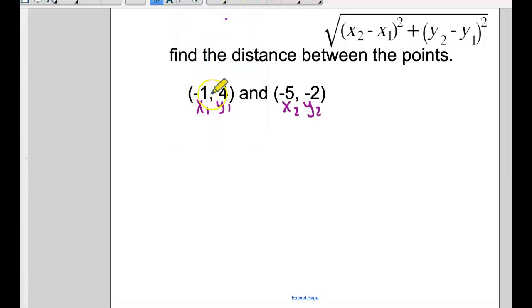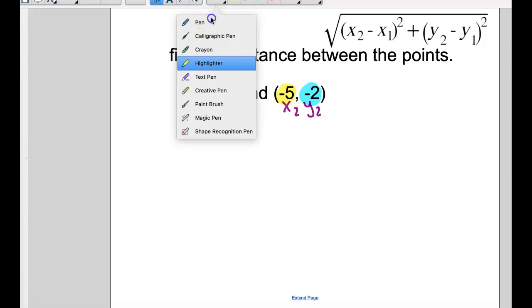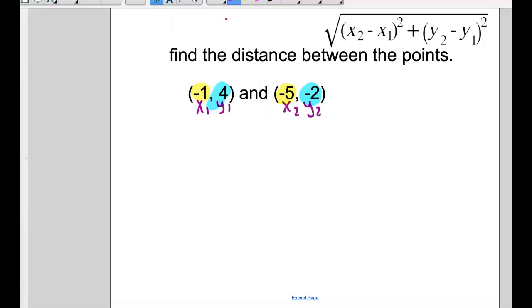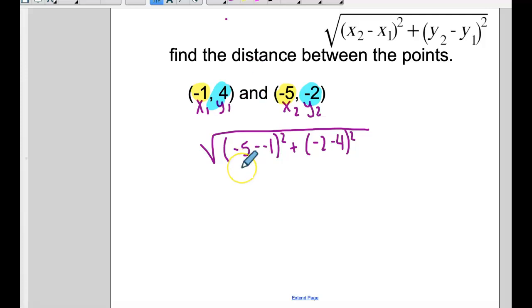So when I plug them in, I'm going to highlight them also so you see them. My x2 is -5 minus my x1 is -1, and my y's are going to be the -2 minus that 4 over here, right? So I'm going to start plugging them into the formula, showing my same 4 lines of work, right? So my 4 lines of work are going to look like this. A giant square root. Inside my x2, -5, minus my x1, which is -1 squared, plus my y2, which is -2, minus my y1, which is 4 squared. And then I'm going to do my inside my parentheses.